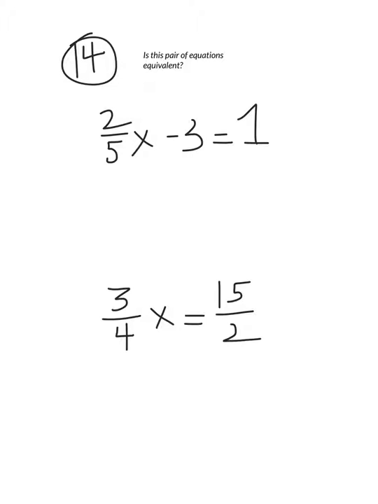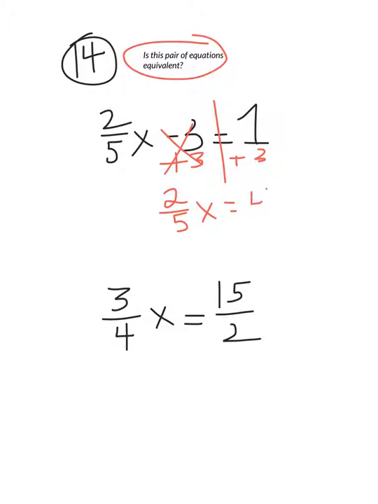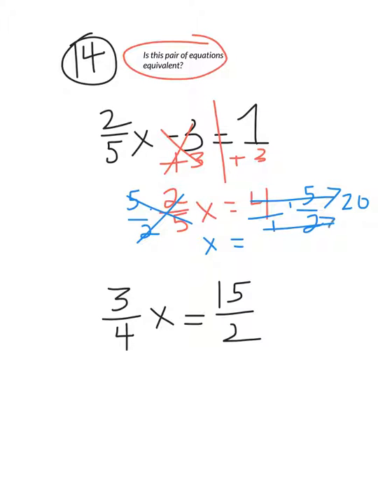Okay, the same thing. Is this pair of equations equivalent? Let's check it out. They don't look the same. So let's just see what I can do. Let's go plus 3 on both sides here. That cancels out. 2/5 x equals 4. Multiply by the reciprocal over here. Multiply this by the reciprocal over here. That's over a 1. So with x equals, multiply this across, 20/2. Divide that. That gives me 10. X equals 10.